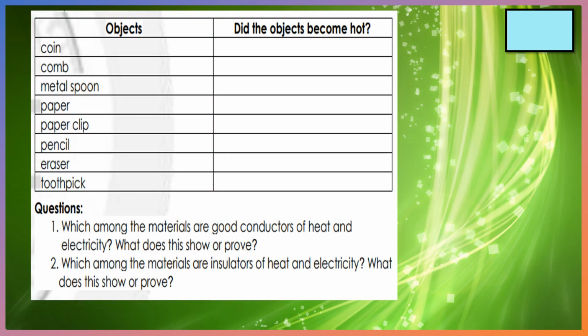And here is again the table. So we have the first column, the objects. So we have coin, comb, metal spoon, paper, paper clip, pencil, eraser, and then we have the toothpick. And then, did these objects become hot? So this is the part where you are going to check your answer. And then for the questions: 1. Which among the materials are good conductors of heat and electricity, and what does this show or prove? Number 2, which among the materials are insulators of heat and electricity, and what does this show or prove?